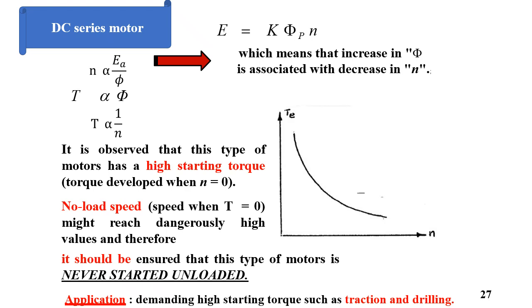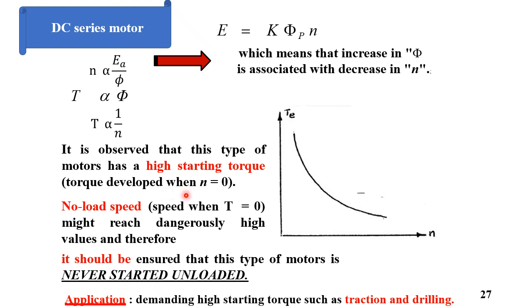For the DC series motor, the speed-torque characteristics, we have EA equals K times phi times N. N here is directly proportional to the back-induced EMF and inversely proportional to the flux, and the torque is directly proportional to the flux. Then the speed is inversely proportional to the torque, or the torque is inversely proportional to the speed. It is observed that this type of motor has a high starting torque. For a speed equal to 0, the starting torque is very huge.